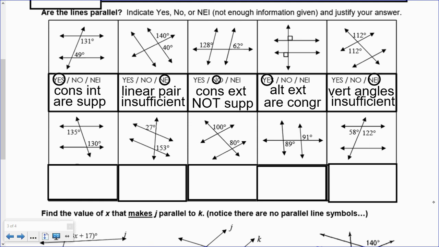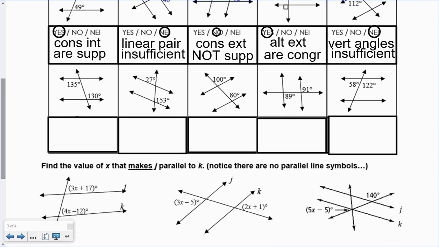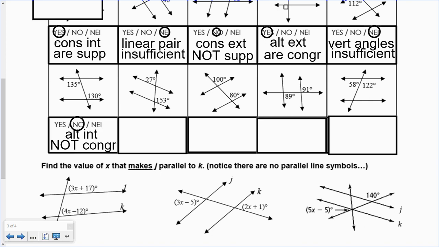Okay. First row, good with everybody? Questions on any of those? Okay. Second row. What kind of angles are the ones that are labeled right now? Alternate interior. What should be true about their measures? They're supposed to be congruent for the lines to be parallel, are they? No. So are these lines parallel? The answer is no, they're not parallel. And the reason is the alternate interior angles are not congruent.